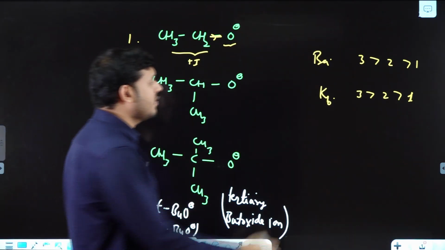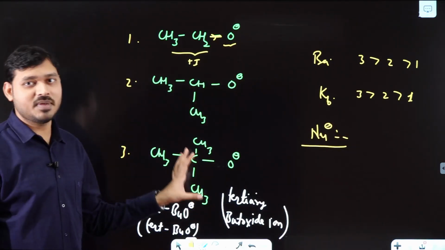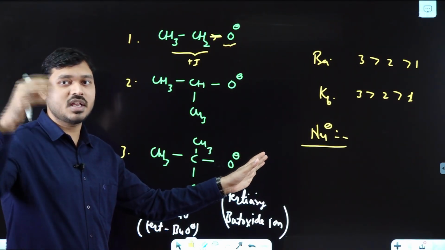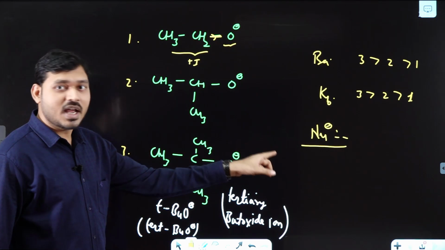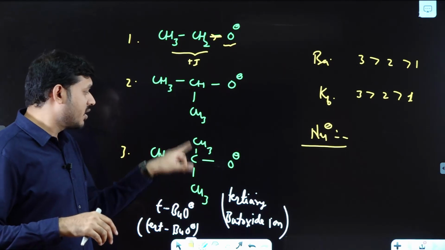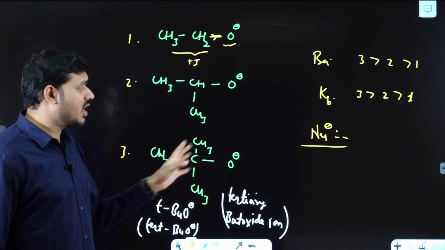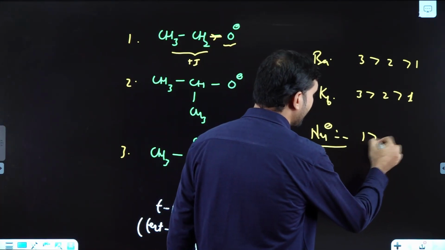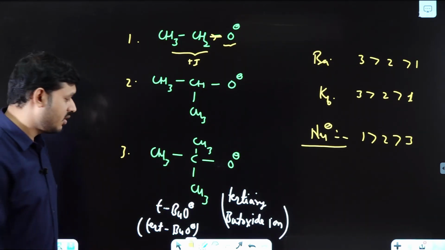Now if I have to talk about nucleophilicity, here steric hindrance will be there. Why? Suppose there is a carbon with a positive charge and three methyls. This O minus will attack that carbon with positive charge, but at the same time these groups will cause steric hindrance. So due to steric crowding, the nucleophilicity order is reversed. Here the order of nucleophilicity will be 1 greater than 2 greater than 3. I think you have understood this point. Note it down.